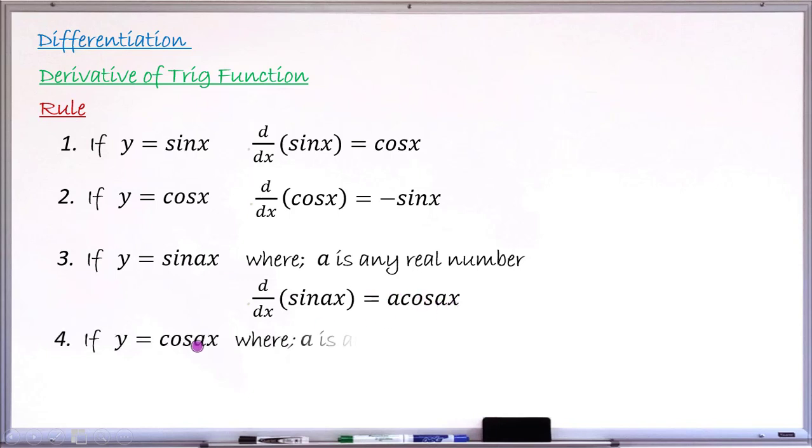Similarly, rule number 4: if you have y equals cos ax, where a is any real number, the derivative of cos ax is nothing but minus a sine ax. So in that case, if you have, for example, cos 2x, the derivative of cos 2x would now be minus 2 sine 2x. These are the guidelines, the rules that we have to obey in attempting to find the derivative of a trig function. So let me move to the examples where we will now apply these rules.